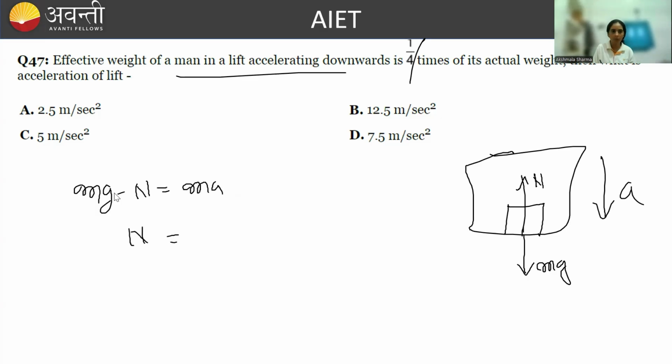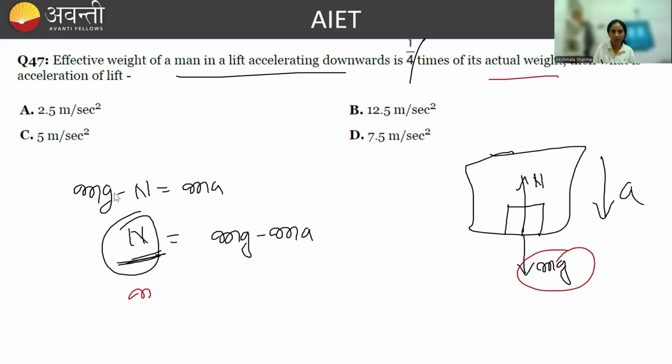So N is equal to mg minus ma. This is basically the effective weight. Normal reaction always provides the effective weight. So this is N. Now if you solve this, N is given as 1/4 times its actual weight. The actual weight of the person is mg, so this is mg/4, and this is mg minus N.